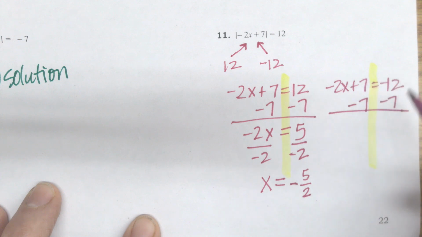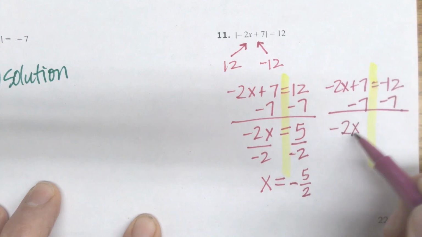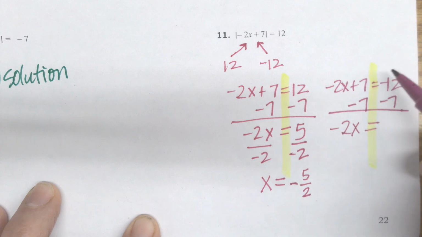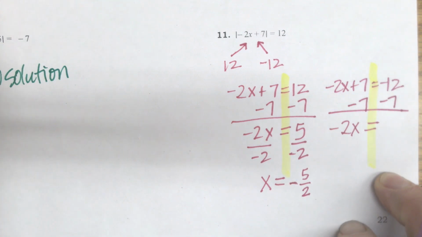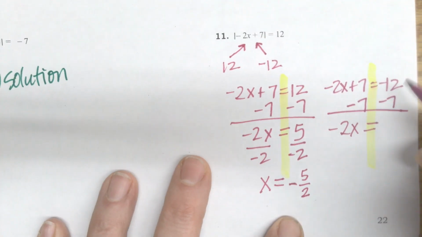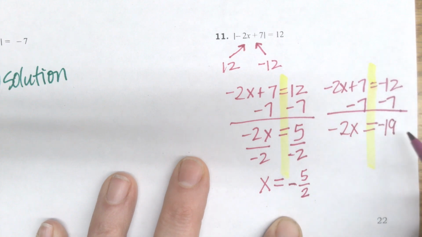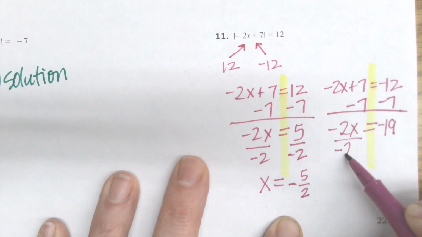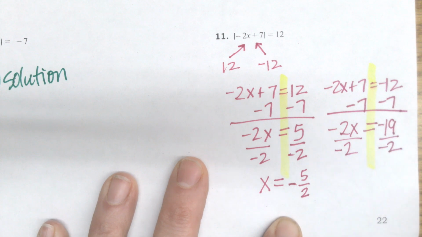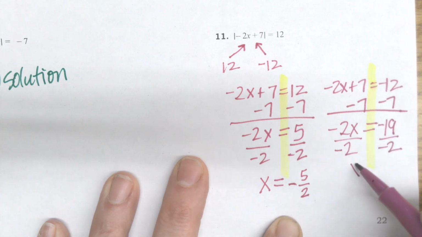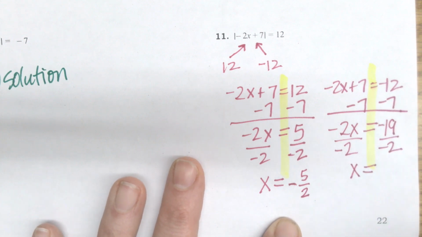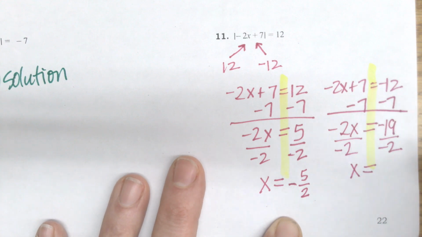Minus 7. 7 minus 7. What do I get? Negative 2x equals, help me out here. Negative 12 minus 7. 5, no. Negative 5, no. Don't do it. Negative 12 plus 7? No, negative 12 minus 7 is negative 19. There we go. Negative 19. Then I'll divide by negative 2. Divide by negative 2. X equals negative 19 over 2.